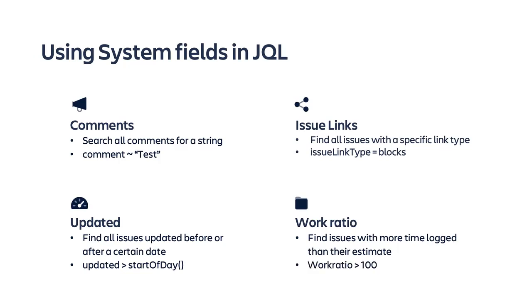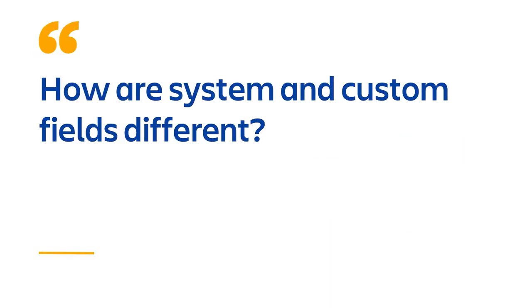To find issues where the work ratio is greater than 100, you key in work ratio greater than 100. Work ratio greater than 100 is underestimated issues, and work ratio less than 100 is overestimated issues. For example, work ratio greater than 100 includes an issue with an original estimate of 4 hours and time spent of 6 hours. It's likely that you have used or even configured custom fields in the past.